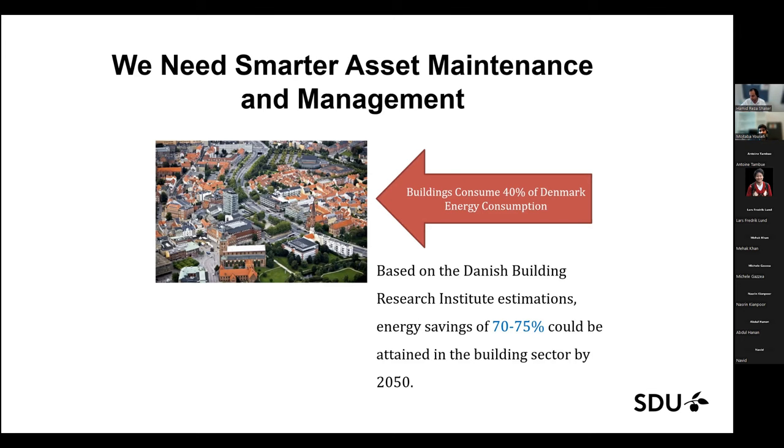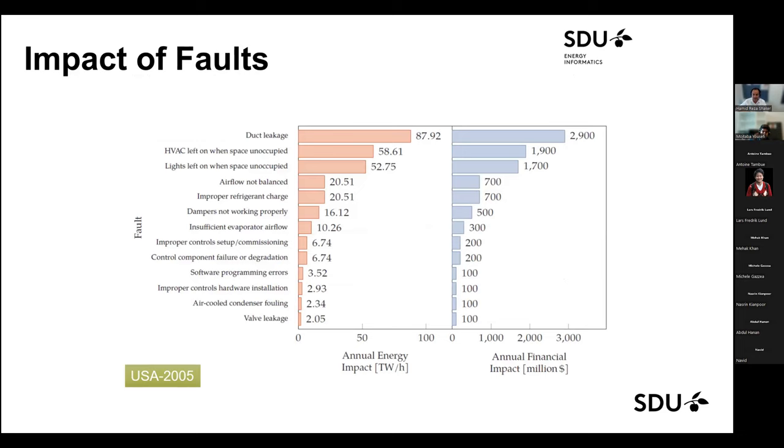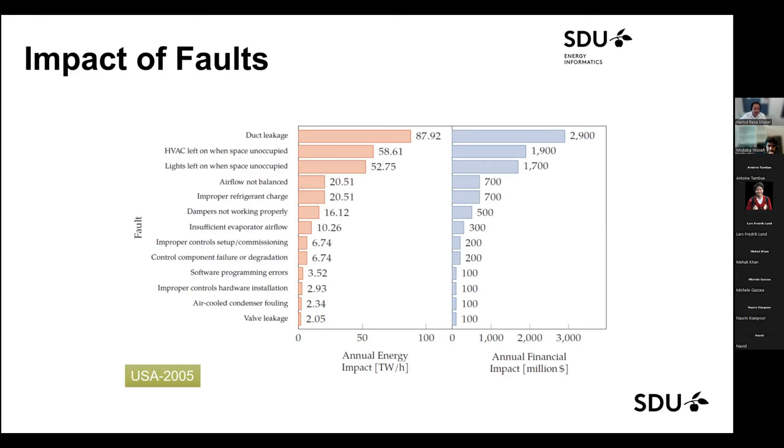And of course, a big part of it comes from detecting inefficiencies and faults in buildings. If you look at the USA, we can see that faults are responsible for a large portion of energy waste and also cost. So this is a concrete example about duct leakage, for example, or HVAC left on when no one is there and things like this. Just to give you an idea about the energy impact and also the financial impact this might have.